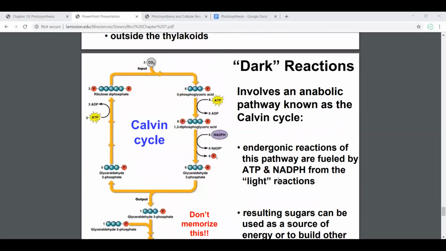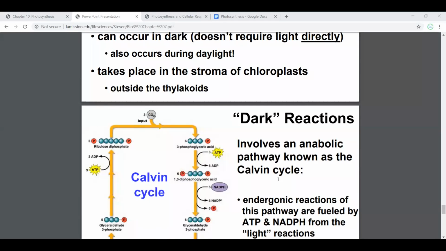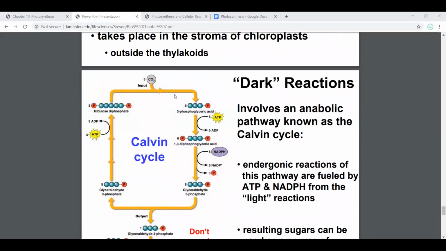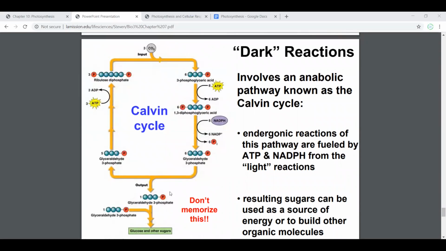Okay, so let's look at this in a little bit more detail. The Calvin cycle, no, you do not need to memorize this, but you should memorize the inputs and the outputs. The inputs are 3 CO2 molecules. 3 CO2 molecules will create 1 glyceraldehyde 3-phosphate. This is really important. Remember that. You need 3 CO2 molecules to create 1 glyceraldehyde 3-phosphate, and you need 6 CO2 molecules to create 2 glyceraldehyde 3-phosphate molecules, which can be combined to create 1 glucose. So in the end, you need 6 CO2 to create 1 glucose, and you need 3 CO2 to create 1 G3P.